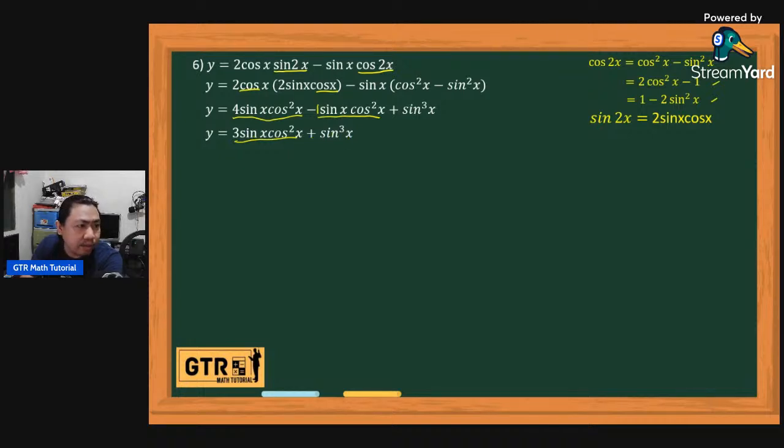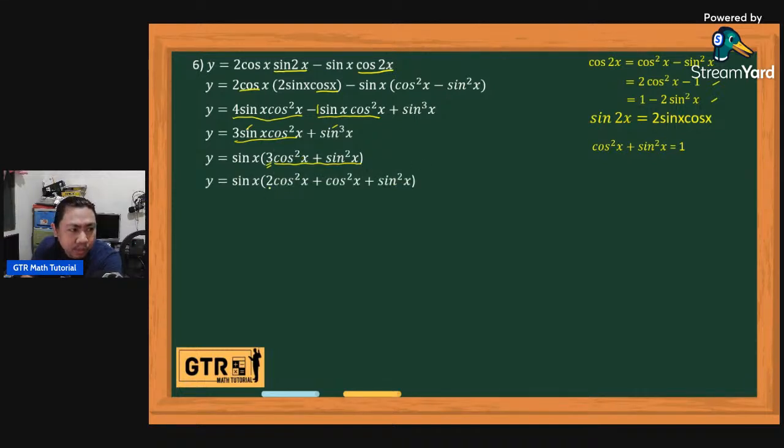Okay, so next, we can factor out the sine, since they both have sine x, so sine cube x. So we factor out the sine x, and we have 3 cosine squared x plus sine squared x. And then we have the identity for cosine squared x plus sine squared x. But there is a numerical coefficient of 3, so we will break this term 3 cosine squared x into 2 cosine squared x plus cosine squared x so that we can use the identity, and then regroup.